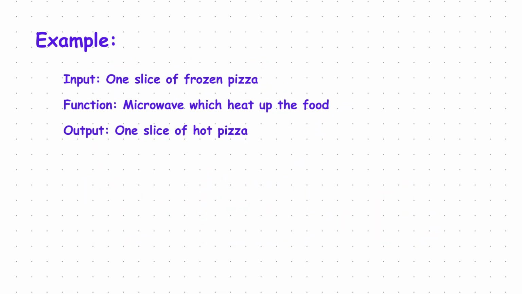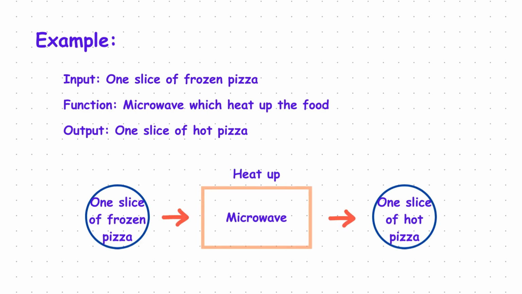Let's have another example. Consider our machine is a microwave which heats up the food. The input is a slice of frozen pizza and the output would be one slice of hot pizza. As you see, the machine just heats up the food and we are receiving exactly one output for one input that we are putting inside of the microwave.